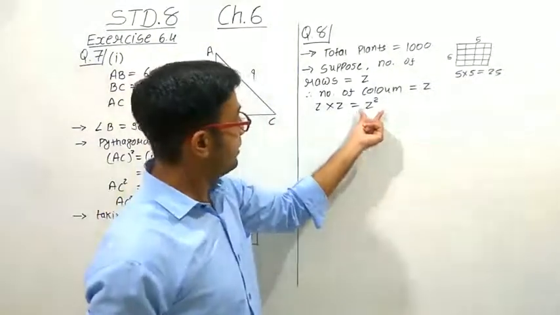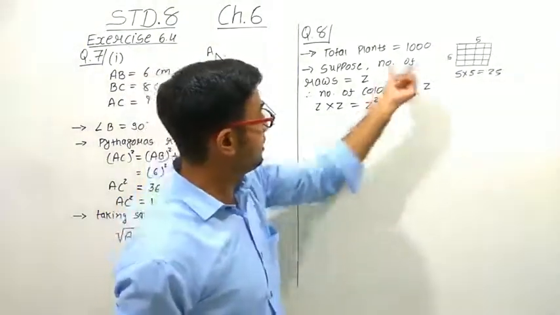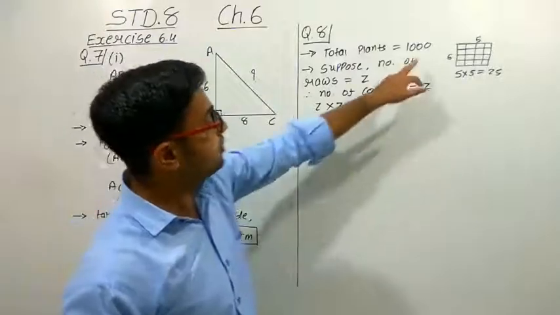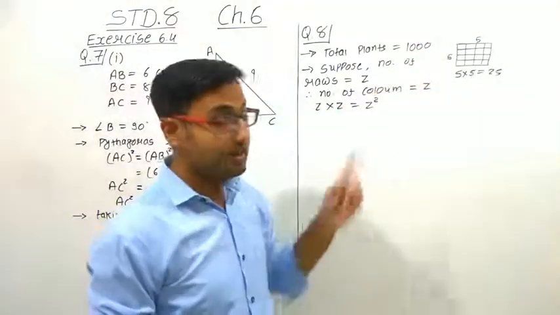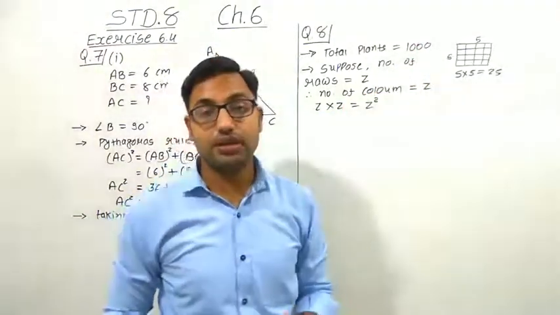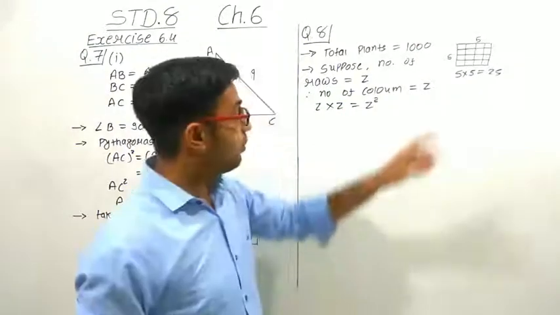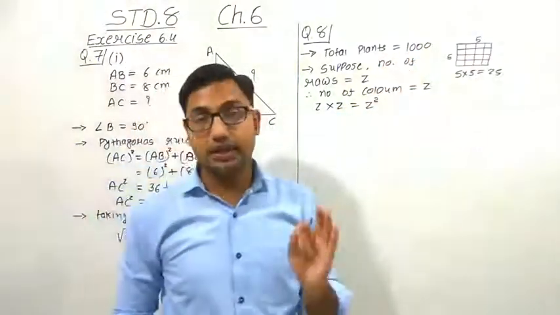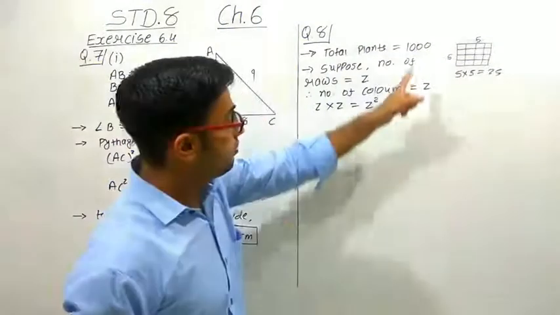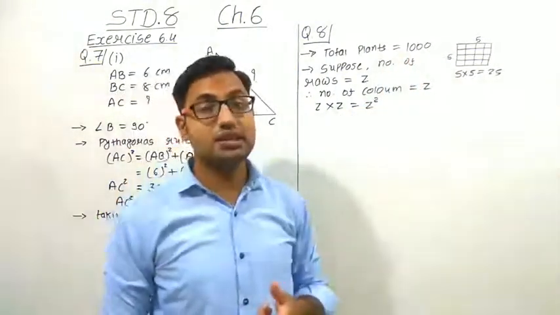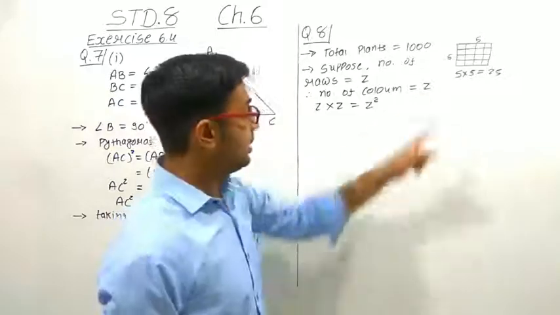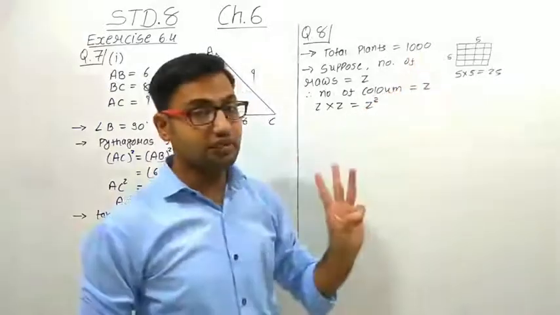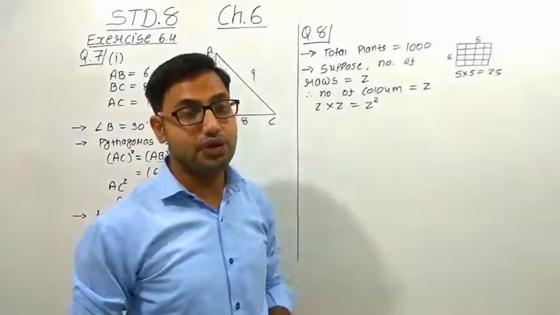And in the same way, if we compare this z square with the 1000, we require to find out the square root of 1000. But 1000 is not a perfect square number. Why? Because 3 zeros are there. And we know that in a perfect square number, the number of zeros must be even. Here, zeros are 3. It is not a perfect square number.